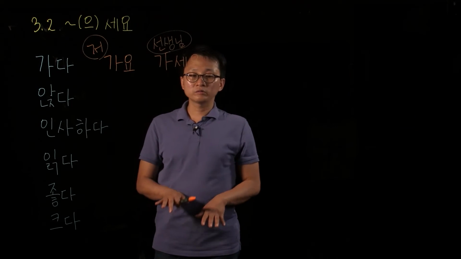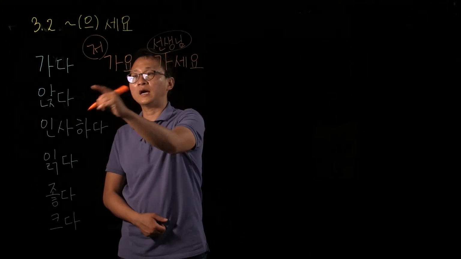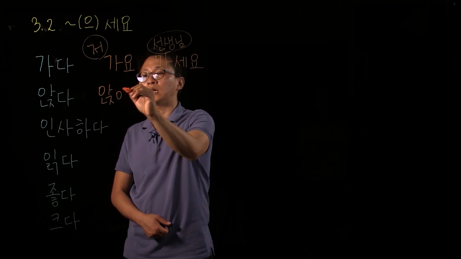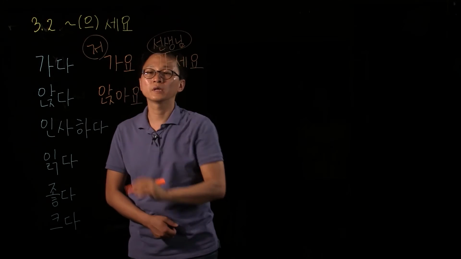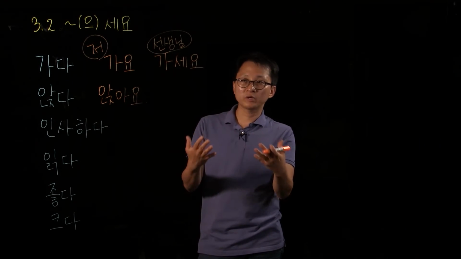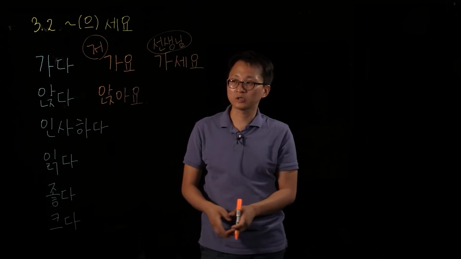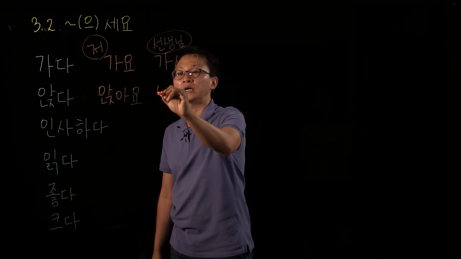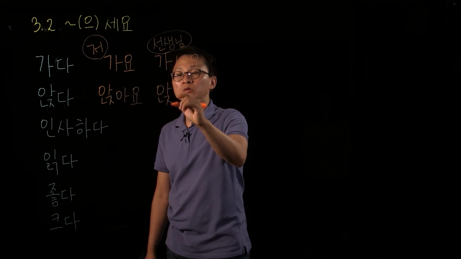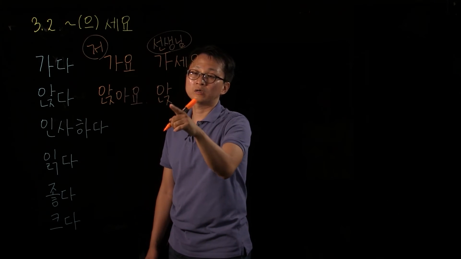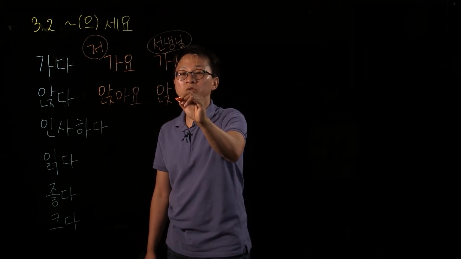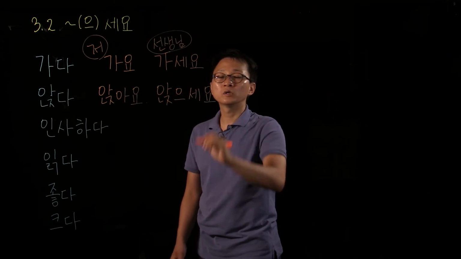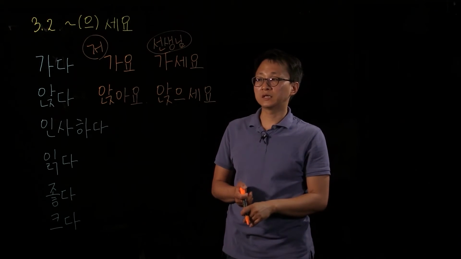I sit on the chair. 저는 의자에 앉다. What's the 어요, 아요 form? 앉아요. 그렇죠? But you are describing teacher's action. 선생님 is sitting on the chair. 선생님은 의자에, you consider the stem and there are consonants, so you have to insert 으 here. 앉으세요. 선생님은 의자에 앉으세요. Okay.